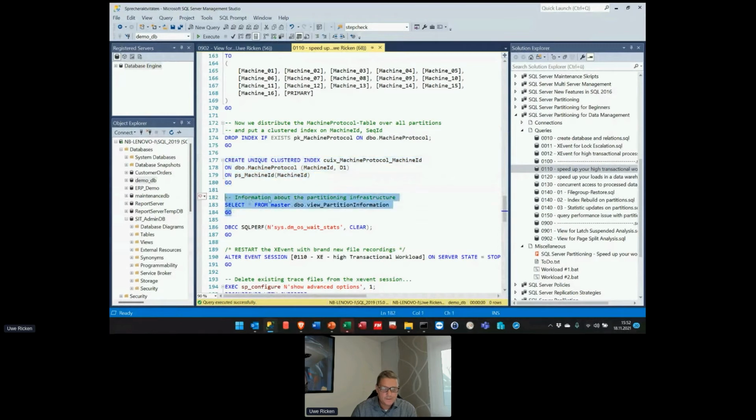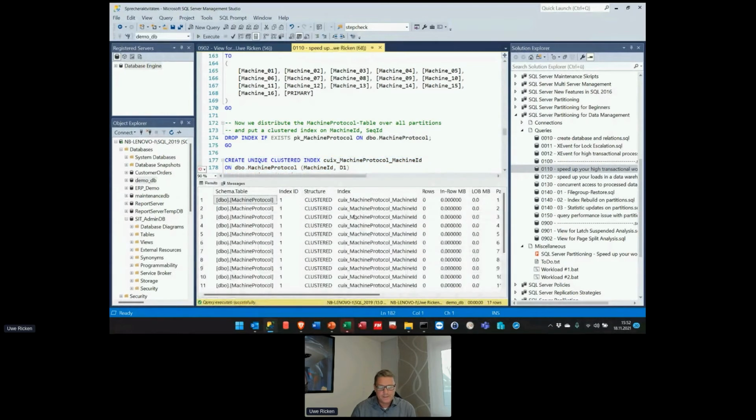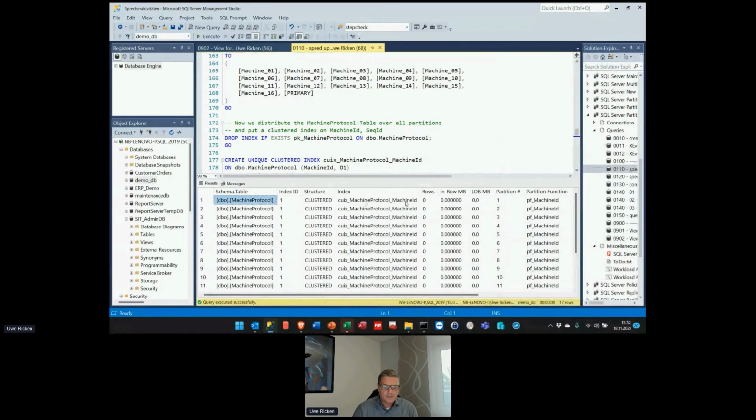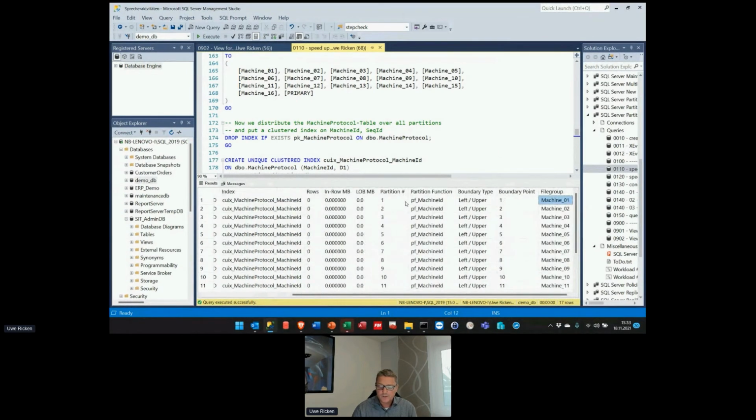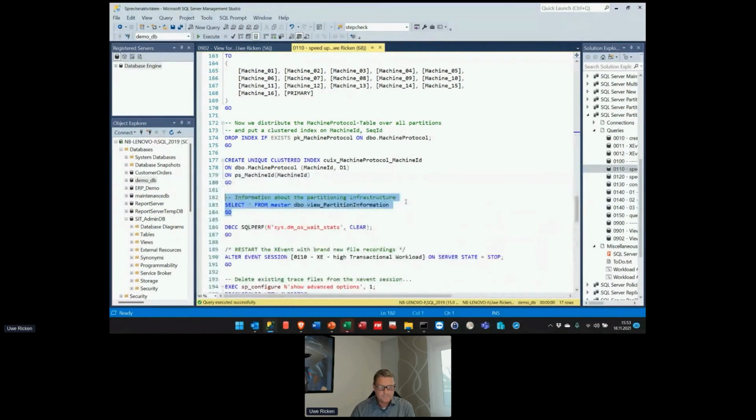And when we look at this, this is now the implementation. So this is the logical implementation. You see here, this is the table, the clustered index. This is the name. And actually, we do not have rows in it, but we have partitions. This is my partition function. And we can see here what is the underlying file group for this. This is just for a cross-check.